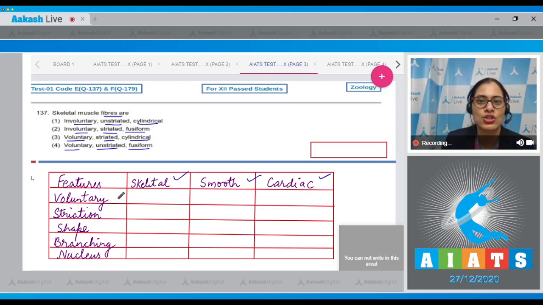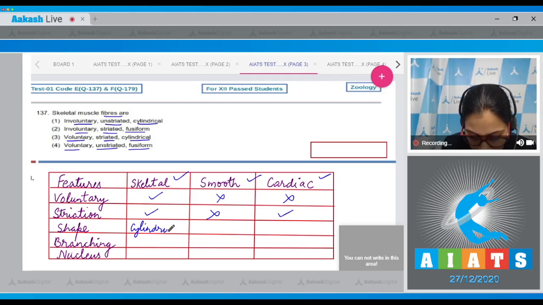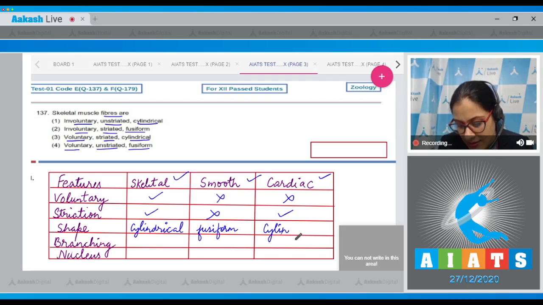On the basis of the nature, whether they are voluntary or involuntary, skeletal muscle fibers are voluntary, smooth muscle fibers are involuntary, and cardiac muscle fibers are also involuntary. On the basis of striation, skeletal muscle fibers are striated, whereas smooth muscle fibers are non-striated. Cardiac muscle fibers are also striated. On the basis of shape, skeletal muscles are cylindrical, smooth muscle fibers are fusiform, whereas cardiac muscle fibers are cylindrical.